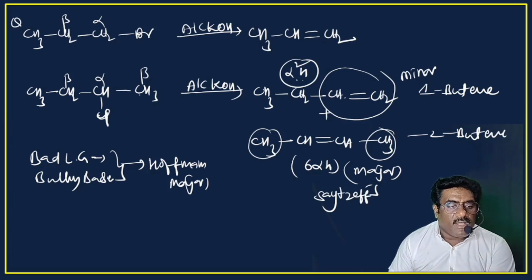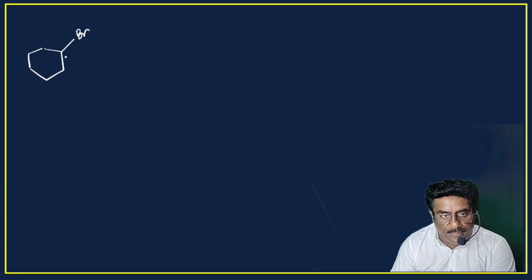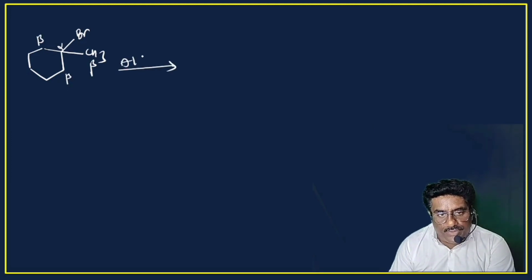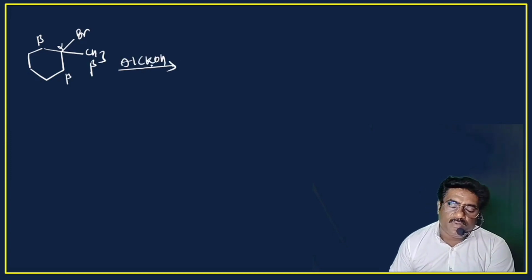Have a look at the next question. Here CH3. This is the alpha position. This is beta, and this is also beta. In presence of alkali KOH, what type of products are formed?